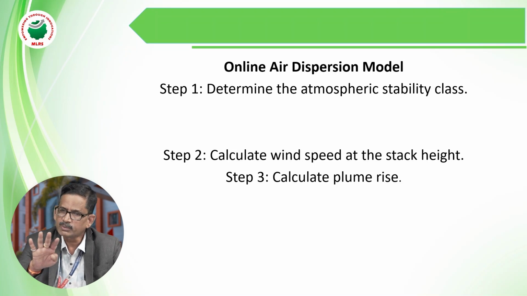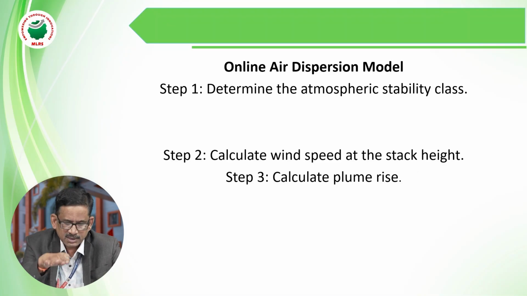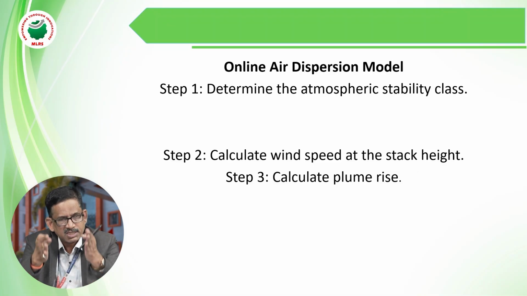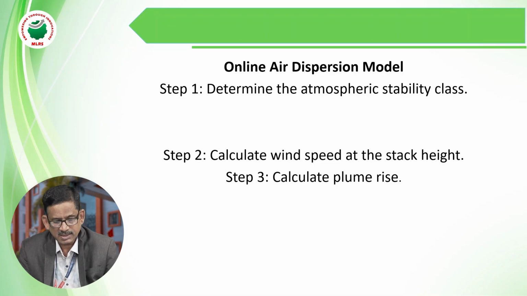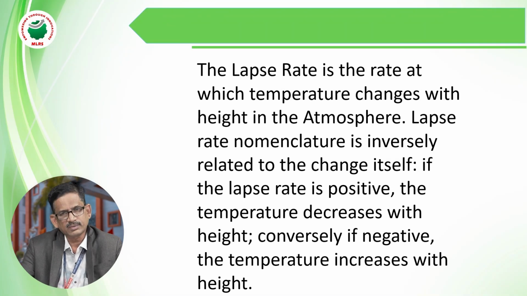First one is the atmospheric stability. And what is the atmospheric stability? Whether the atmosphere is stable or not. The second one is to calculate the wind speed at the stack height. Next, calculate the plume rise. So these things will be sufficient for the online air dispersion model. And next, lapse rate. What is the lapse rate?